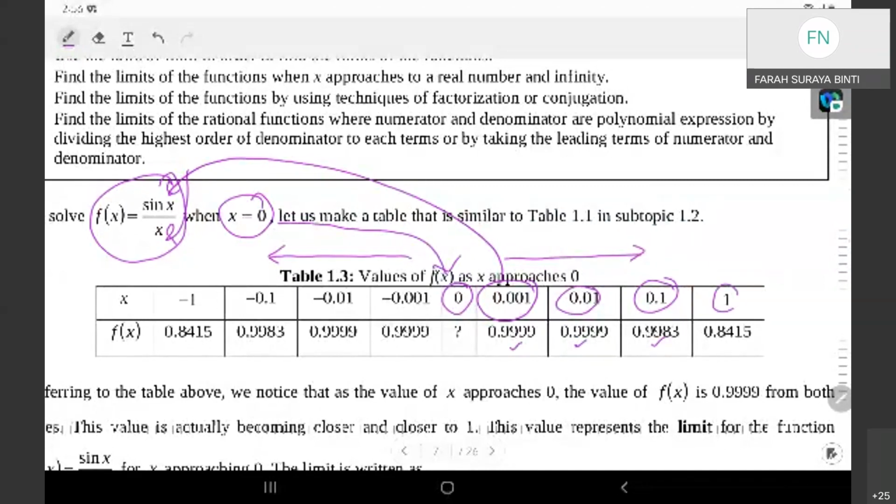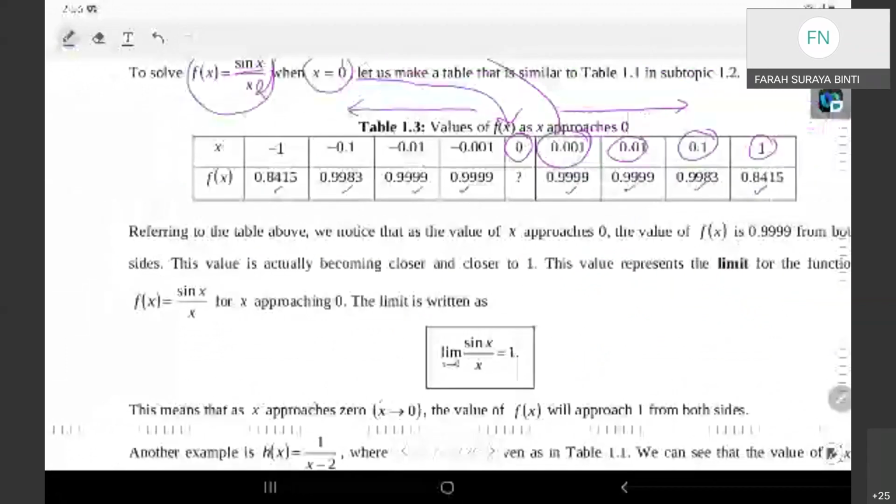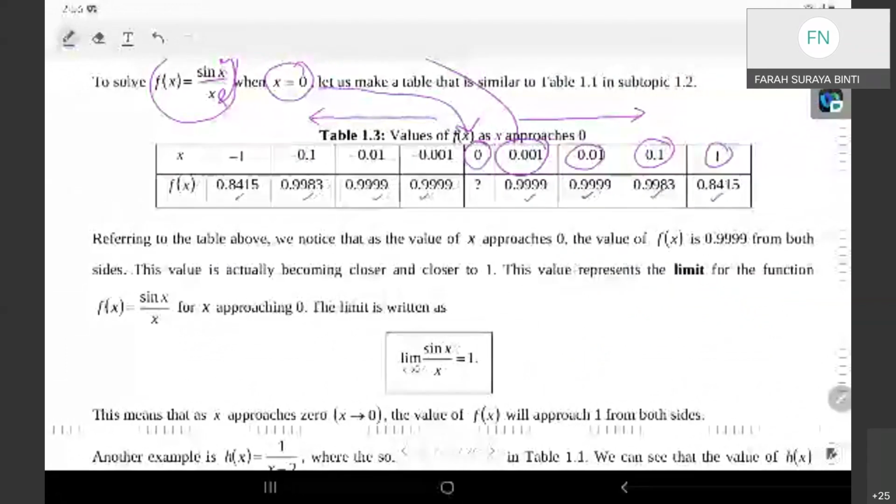Okay, then kita test lagi nombor yang besar sikit daripada 0.1 iaitu nombor 1. Masukkan kat sini, sin 1 bahagi dengan 1. So akan keluar dekat calculator jawapan yang ni. Sama juga nombor-nombor dekat belakang ni pun kita masukkan dalam calculator, akan keluar jawapan yang ni lah. Okay, so refer kat table tu. Okay, we can notice that as the value x approaches 0, nilai x semakin menghampiri 0.